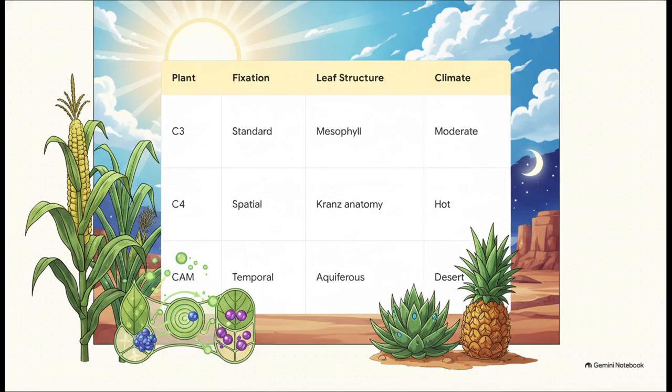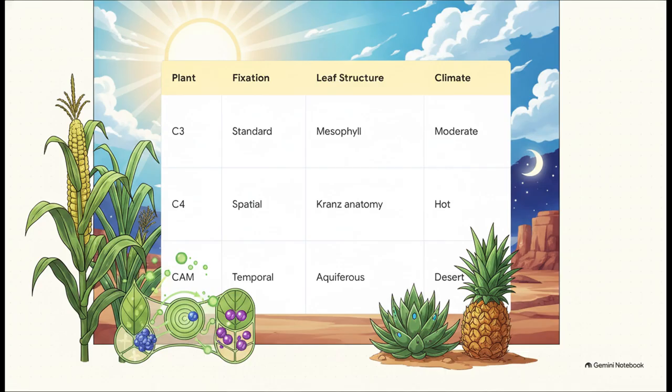C4 plants, like corn and sugarcane, thrive in hot climates by spatially separating their processes. They use a specialized leaf structure called Kranz anatomy to fix carbon in one cell, and then they pump it into protected bundle sheath cells where the Calvin cycle happens. This literally physically keeps Rubisco safely away from the oxygen.